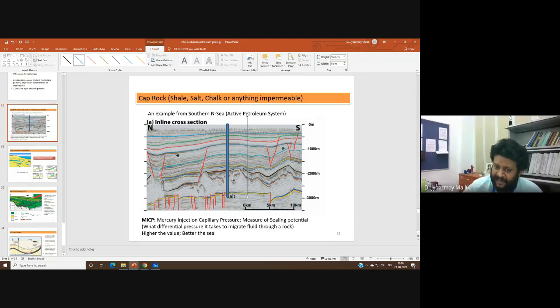So there is a particular measure used for understanding the sealing potential of a particular rock, and that is calculated by mercury injection capillary pressure. We will talk about mercury injection capillary pressure, of course. For the time being, let us say that this is a measure of what differential pressure it takes to migrate a fluid through rock. The higher the value, the better the seal.